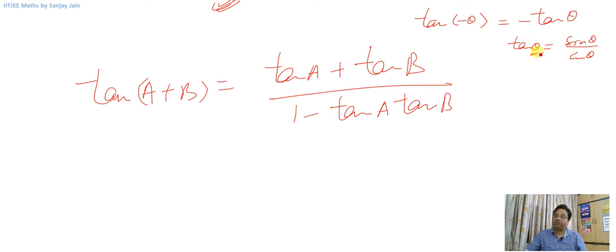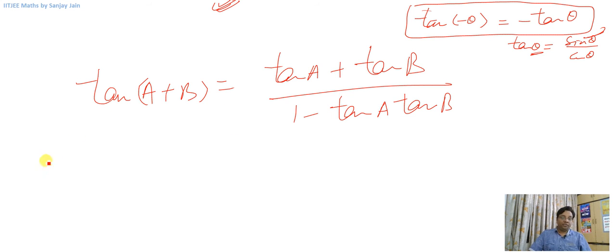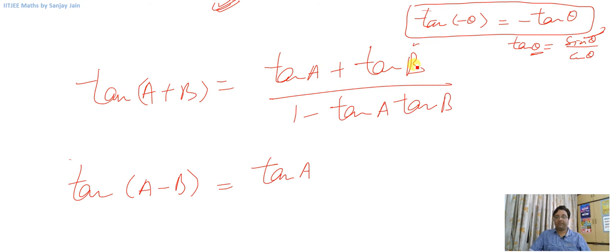Now you replace theta with minus theta and you will learn that tan minus theta will come out to be minus tan theta because of this here. So what I can do is simply find the formula for tan A minus B by replacing B with minus B. So tan A, now if I replace this B with minus B, tan of minus B will become minus tan B. So let me write it as minus tan B here, and divided by 1 minus tan A, which will remain as it is.